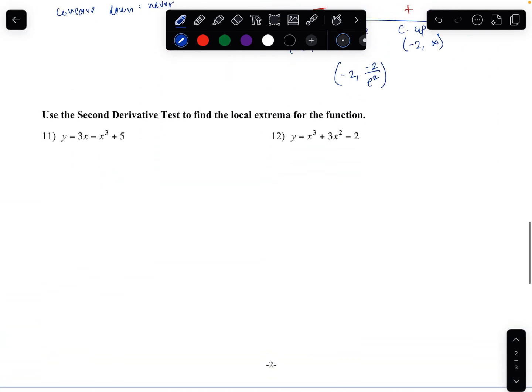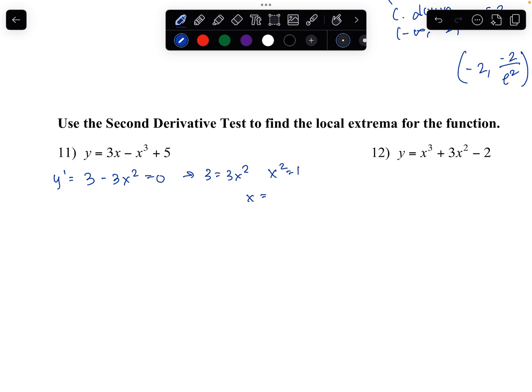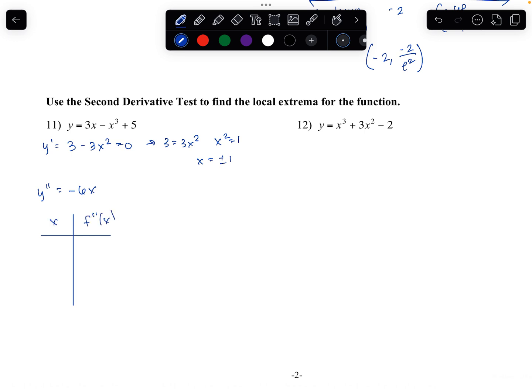Okay, and then now we're using the second derivative test. So we need to use the first derivative though to find the critical points. So y prime is going to be equal to 3 minus 3x squared. Set that equal to 0, so 3 is equal to 3x squared. X squared is going to be equal to 1, so x is going to be equal to plus or minus 1. Those are the critical points. Okay, and then find the second derivative, that's going to become negative 6x. And then for the second derivative test, I guess I should say y double prime.